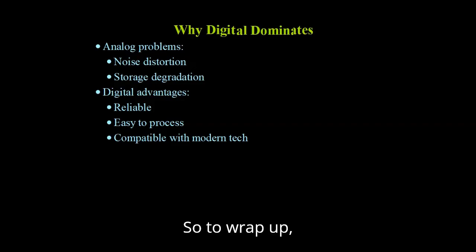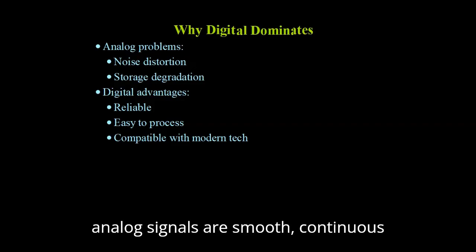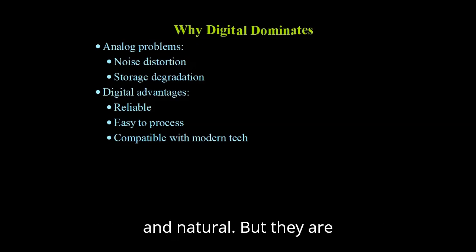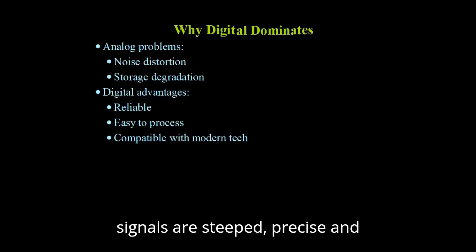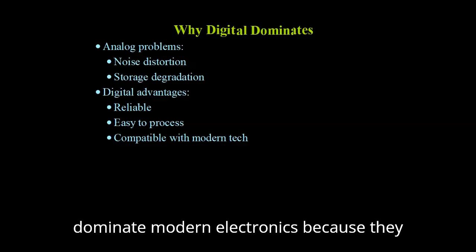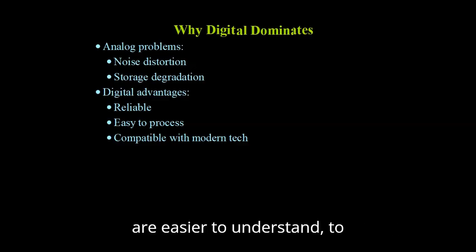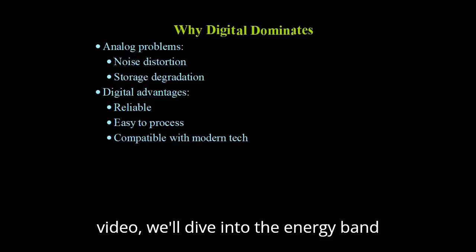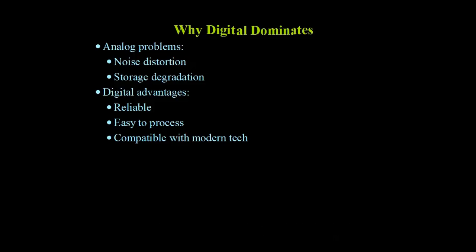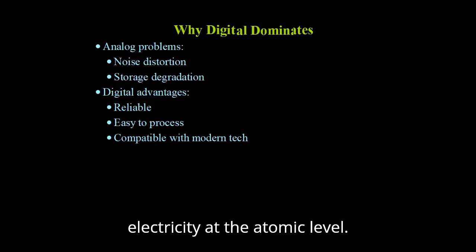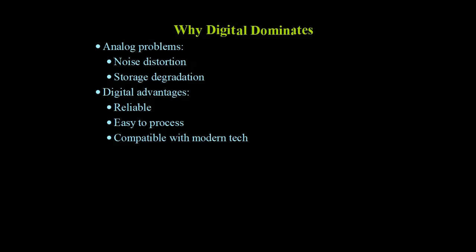So, to wrap up, analog signals are smooth, continuous, and natural, but they are sensitive to noise. Digital signals are strict, precise, and dominate modern electronics because they are easier to understand, to handle, to store, and process. In our next video, we'll dive into the energy band theory, where we'll uncover how materials conduct electricity at the atomic level.